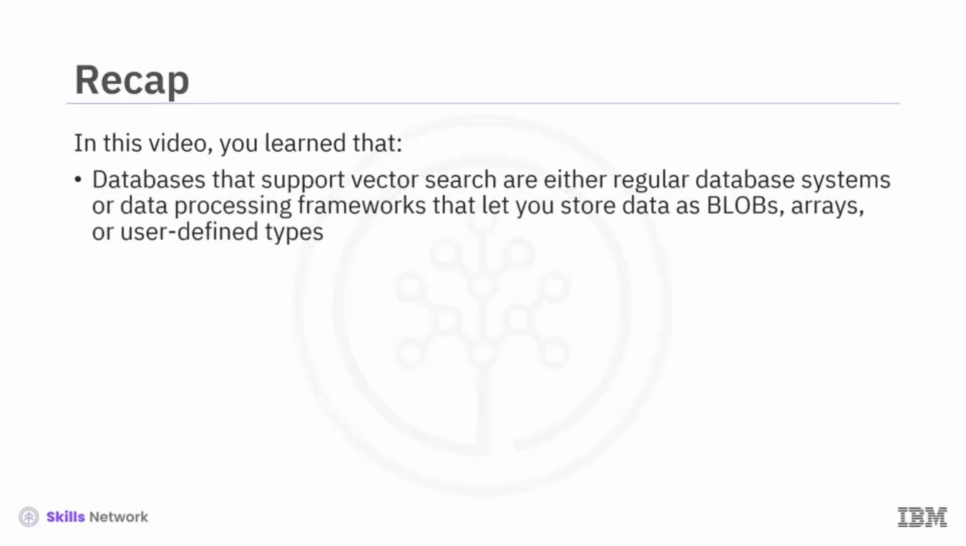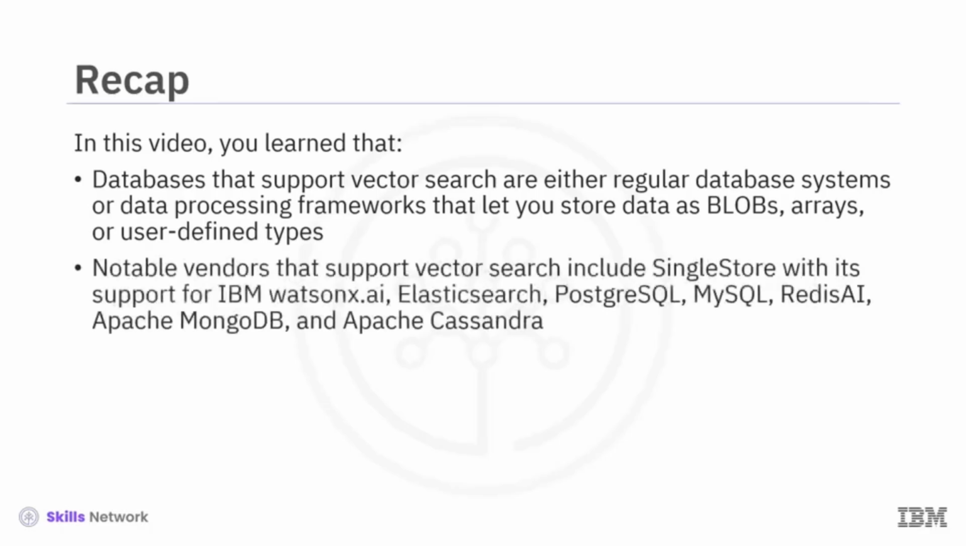Databases that support vector search are either regular database systems or data processing frameworks that let you store data as blobs, arrays, or user-defined types. And notable vendors that support vector search include SingleStore with its support for IBM watsonx.ai, Elasticsearch, PostgreSQL, MySQL, Redis AI, MongoDB, and Apache Cassandra.